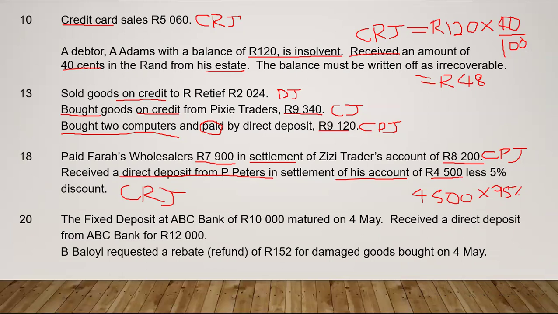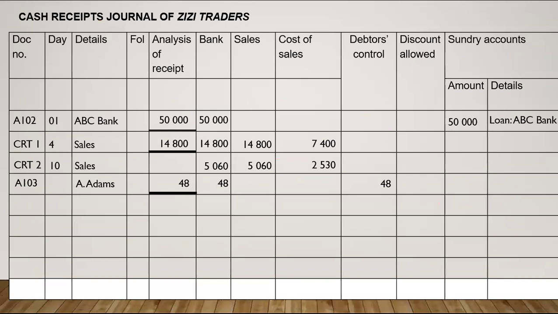So because this is a debtor, and they said it's a direct deposit, it doesn't go under analysis. We will record it as A104. We received this on the 18th from P. Peters. It'll go under, nah, that is incorrect. It can't go under analysis. Go straight in the bank.